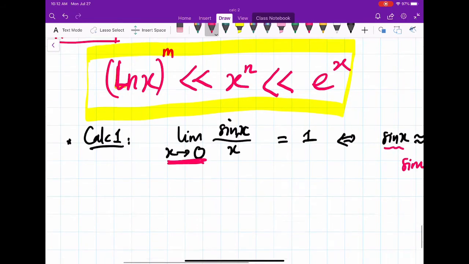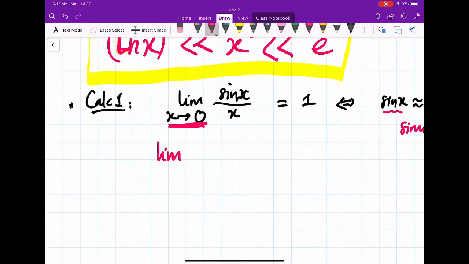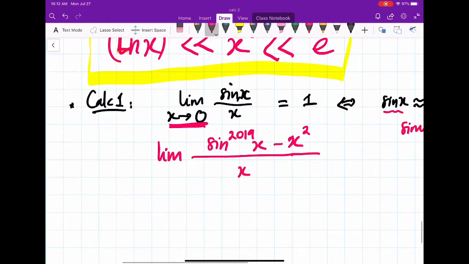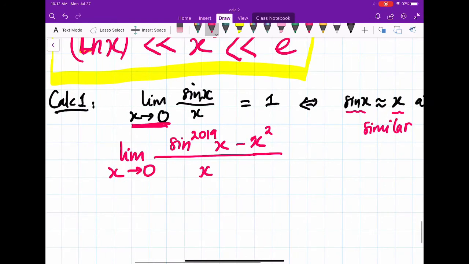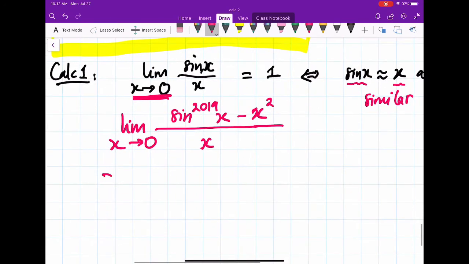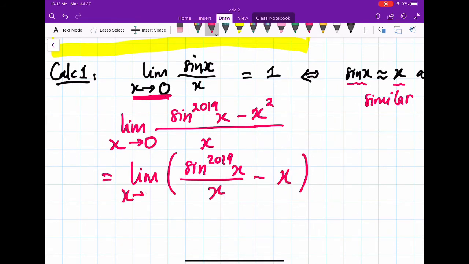And I remember that last year when I taught Calc 1, I asked my students to solve the following limit, like sine of 2019 x minus, let's say, x squared. In here we have, okay, let's say x, x approaches 0. With x squared and x, everything is good. And say, this is the limit of sine of 2019 x over x, and then minus x, when x approaches 0.